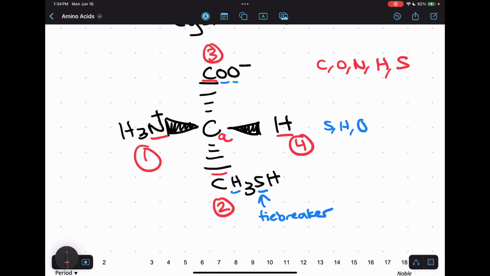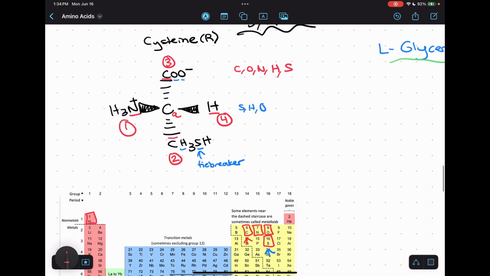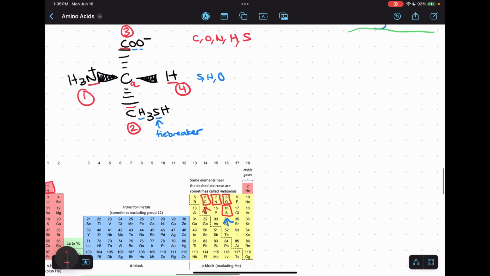So to determine R and S configuration, there's really 2 ways. You can either have the lowest priority substituent facing towards you or facing away from you. The way I remember it best is if you place the lowest priority substituent facing away from you. So that would look like this.